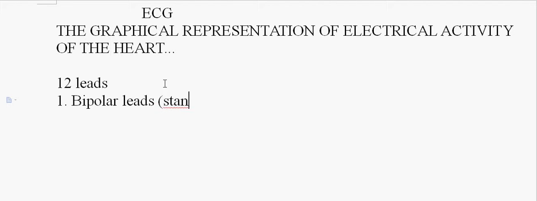Now, so how is ECG done? So generally there are several leads placed on the surface of the human body to record the electrical activity. So there are 12 leads, to be accurate. There are 12 leads, and there are 2 types of leads. The first type is bipolar leads, and the bipolar leads are also called standard limb leads.